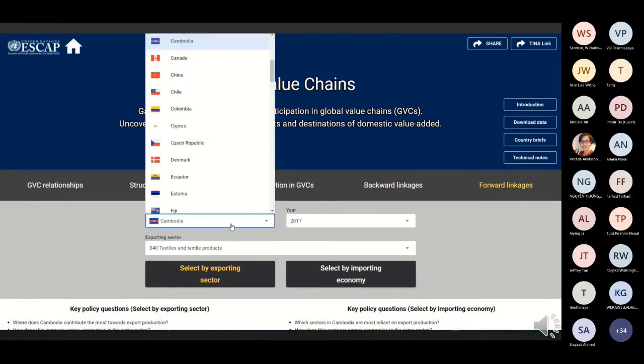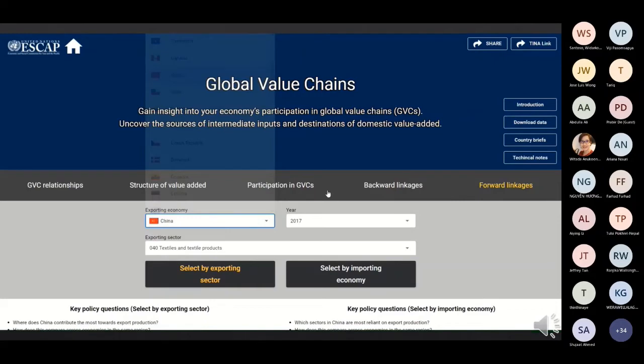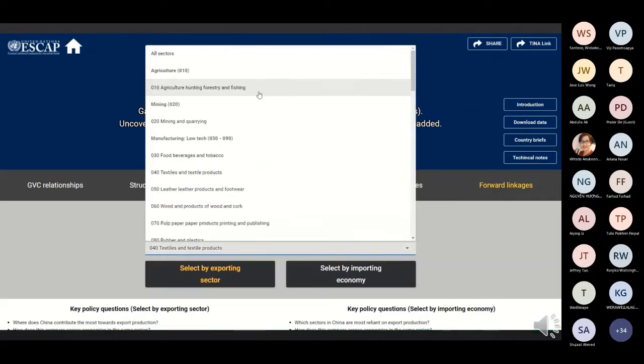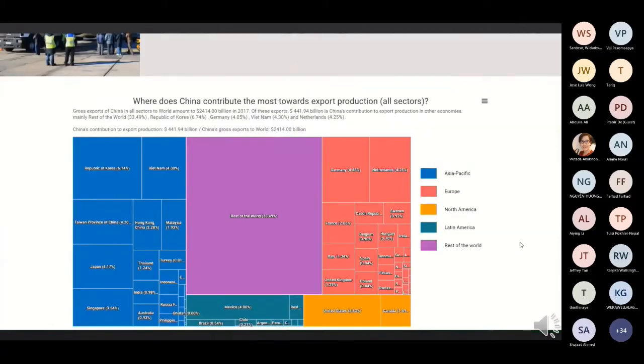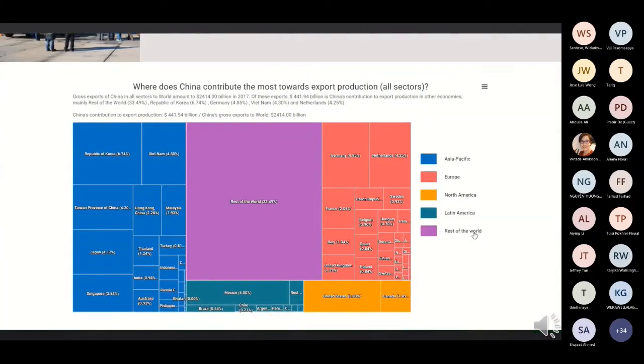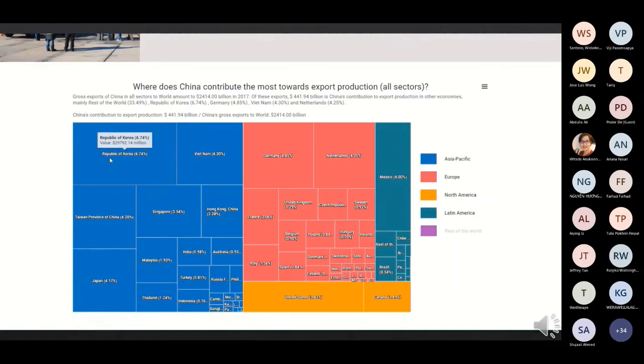Let's find out more about China's integration with other economies in the forward linkages section. I choose China as exporting economy, 2017 and all sectors. It shows China exports its domestic value added to export sectors of Republic of Korea more than any other. Korea absorbs nearly 7% of China's intermediates for further exports. The share is significantly higher than the second largest partner, which is Germany.